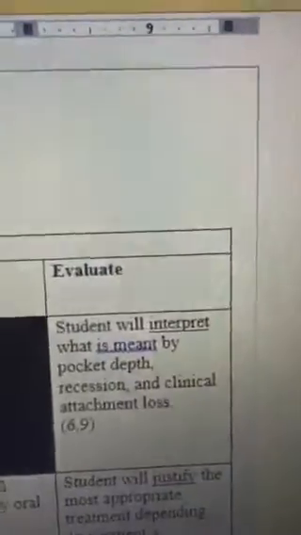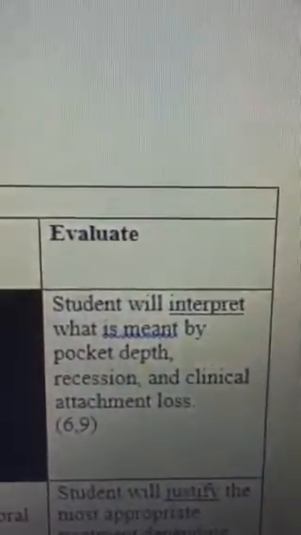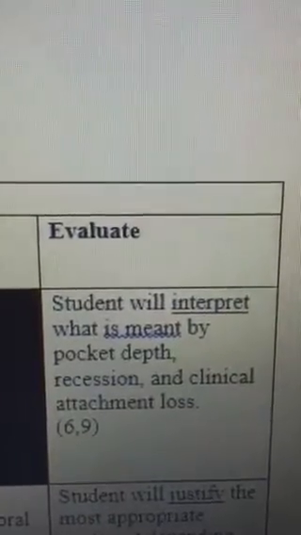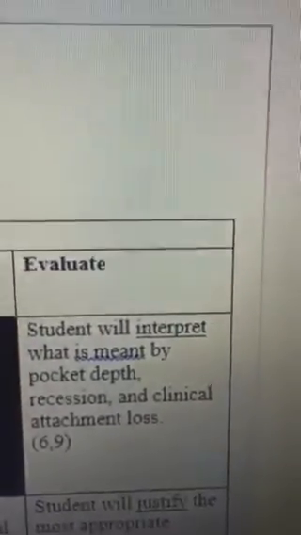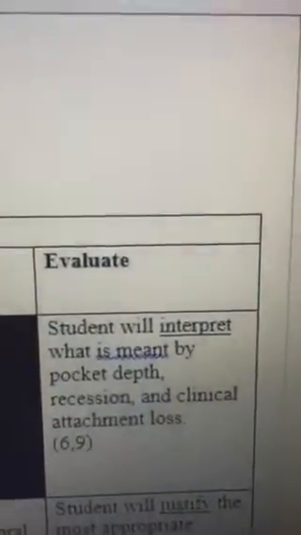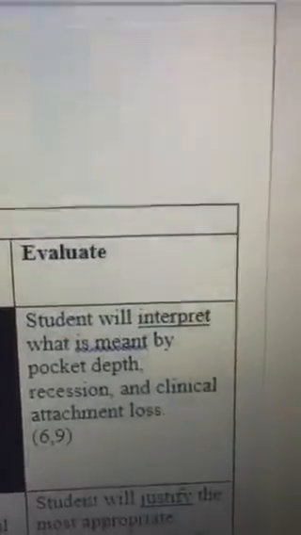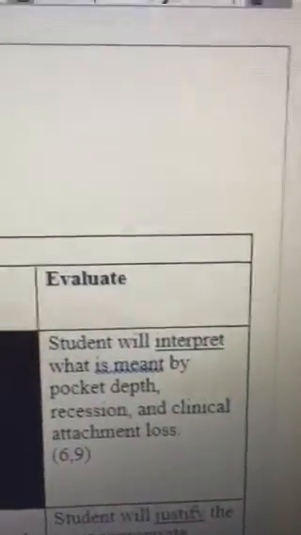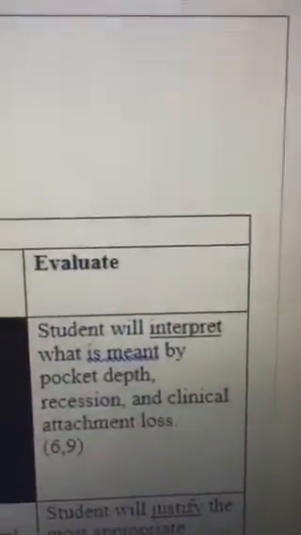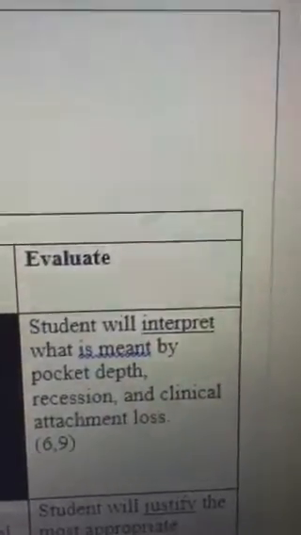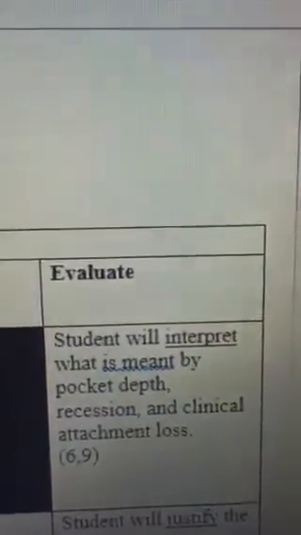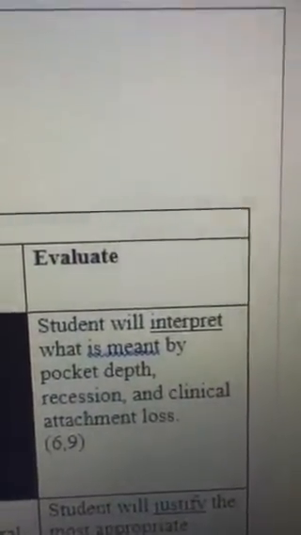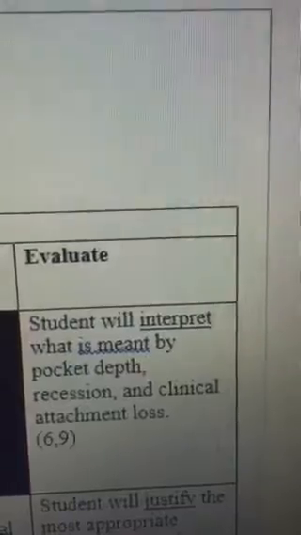Back up to the top, under the evaluate section, the objective is that the student will interpret what is meant by pocket depth, recession, and clinical attachment loss. You can see that we're getting a little bit deeper knowledge here. Those are some more difficult concepts. And the verb here was interpret. The student will really have to think about the difference between pocket depth, recession, and attachment loss, and how they might explain that to a patient.